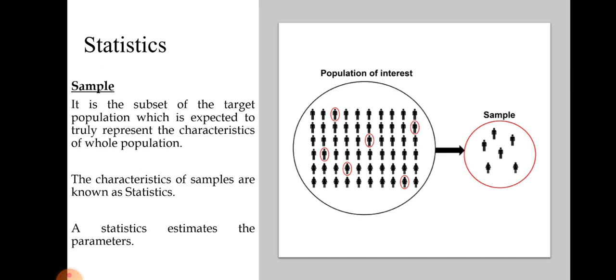So what we do in statistics is, by studying the sample, we try to estimate the characteristics of the population. Statistics estimate the parameters. So in statistics, the whole study is related to samples, and through those samples we try to make some estimate about the population.